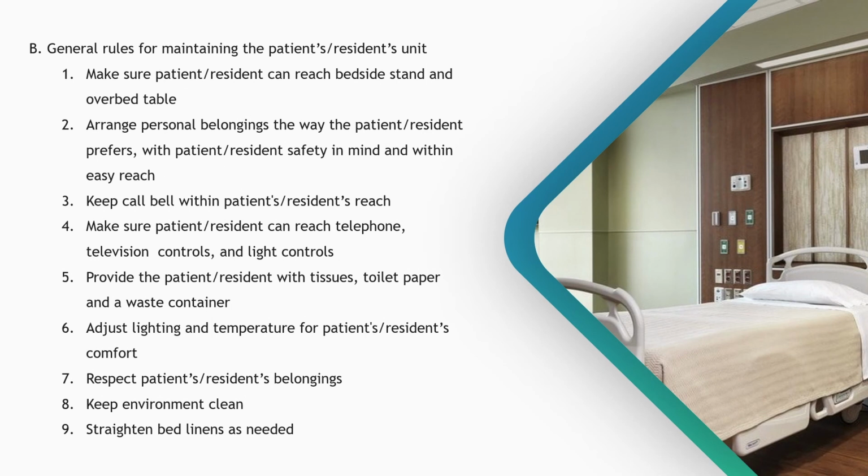General rules for maintaining the patient or resident's unit. Make sure patient or resident can reach the bedside stand and the overbed table. Arrange their personal belongings the way the patient or resident prefers, with their safety in mind and within easy reach. Keep the call bell within the patient or resident's reach at all times. Make sure patient or resident can reach the telephone, television controls, and light controls.